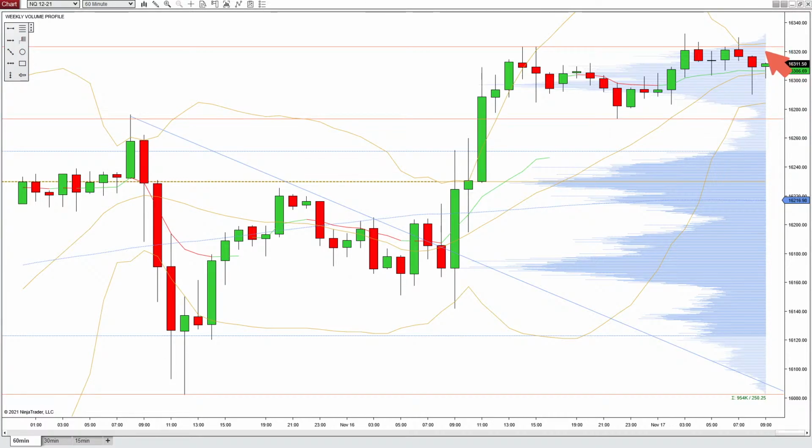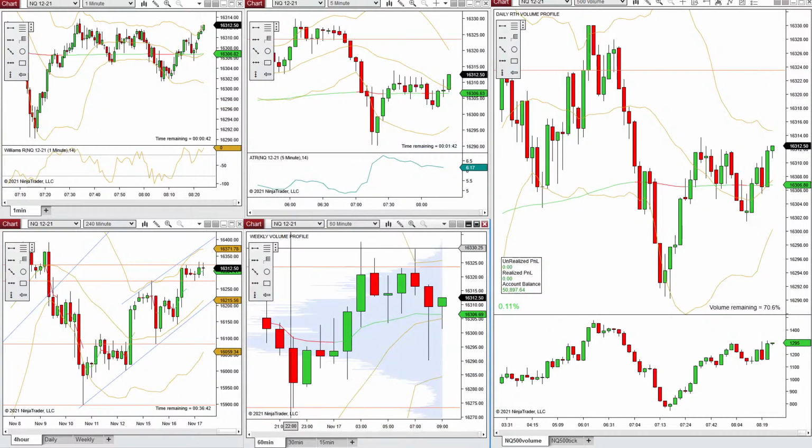If we close above up here, then I think we've got room to move up to this 16,375 level would be my target up here. I think price would move there if, again, on the open, we close up here at 9 o'clock, if that hourly candle does that. So that would be one trade that I look at.